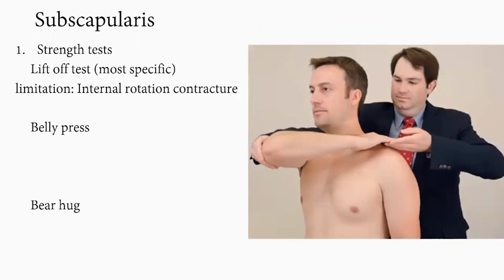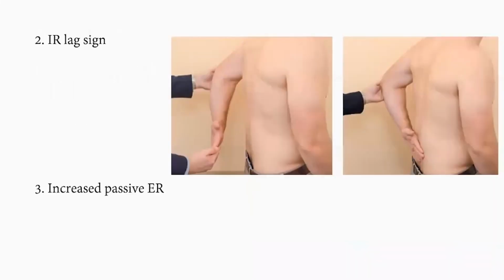Another example is the bear hug test, which can be done as here in 90 degrees of abduction. The patient is asked to push against his contralateral shoulder, and you can feel the pressure applied by the hand, and the positive test is with pain or inability to push down.